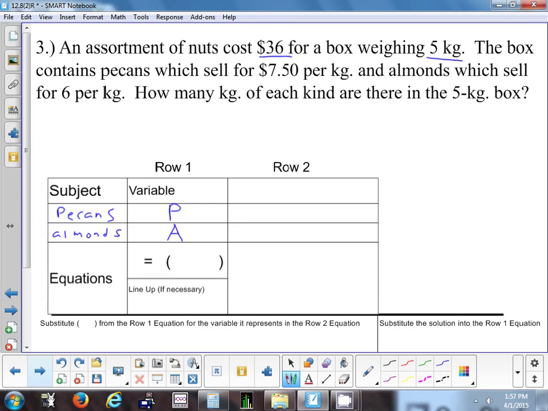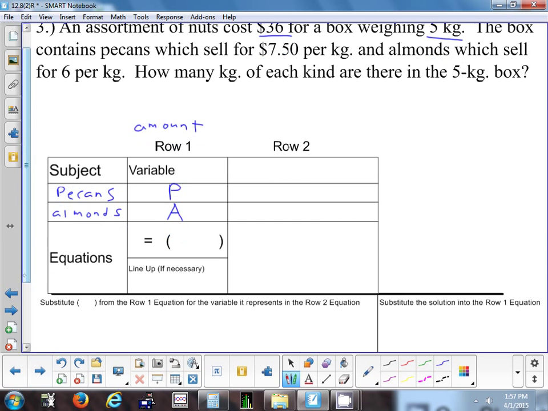All right. So our first equation we're going to write is for the amount. Remember, the amount is not the cost. It's how much of it you have. How much does it weigh? How many gallons? How many tickets? It's a how-many thing. How much do we have when we mix the 2 kinds of nuts together? We have a total of 5 kilograms. Now, the 5 kilograms is made up of what kinds of nuts? Pecans and almonds. P plus A, good.